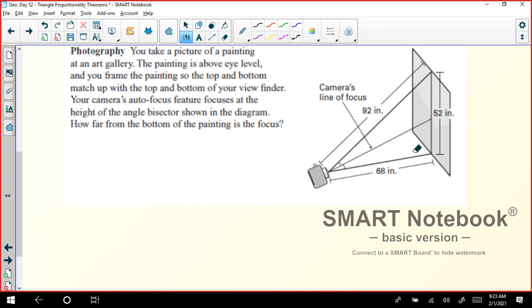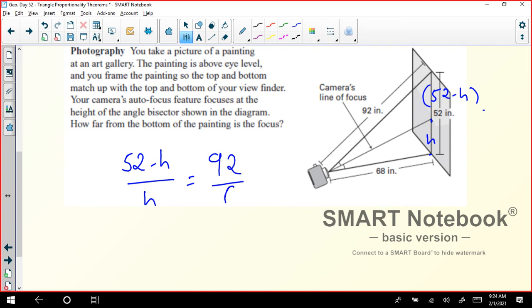We want to find this particular height. I don't have this height, but I want to find it, and I have been given that these angles are equal. This is the point of focus from the bottom. The total height is 52, so if this is h, this is going to be 52 minus h. I can apply the triangle proportionality theorem for angle bisectors: 52 minus h over h, these two sides will be proportional to the corresponding sides in the triangle, that is 92 here and 68 in this case.